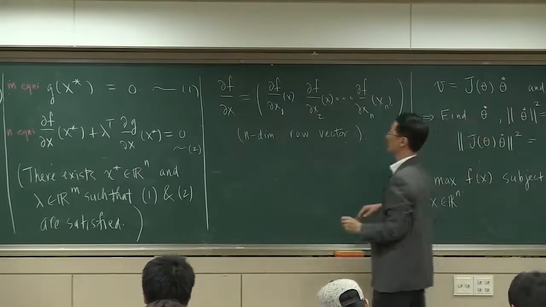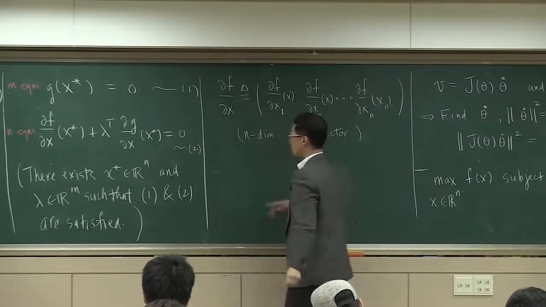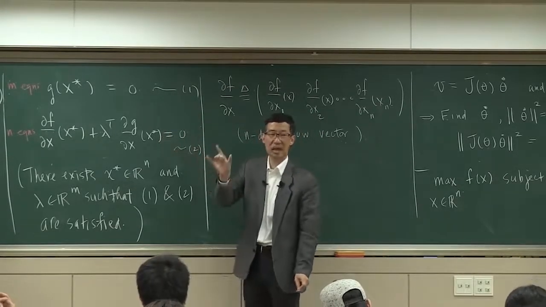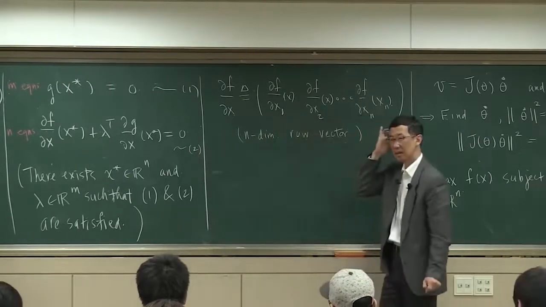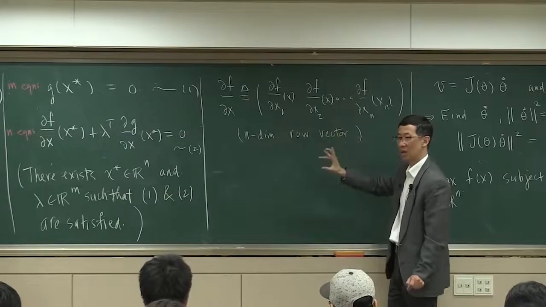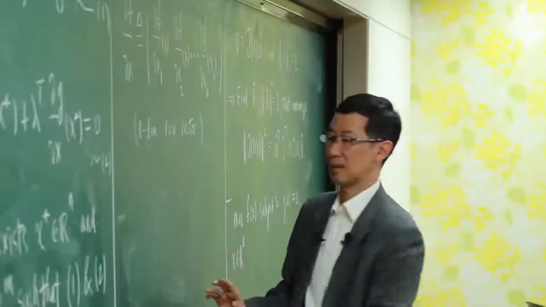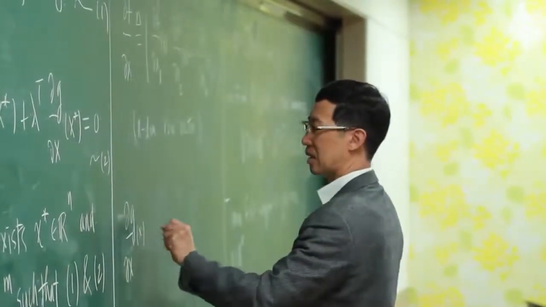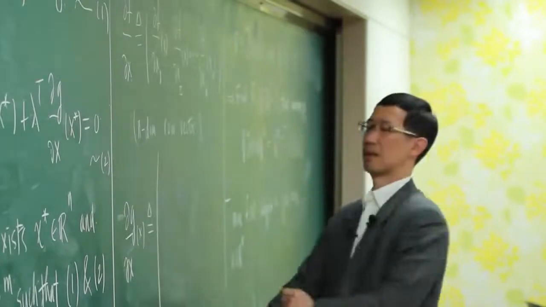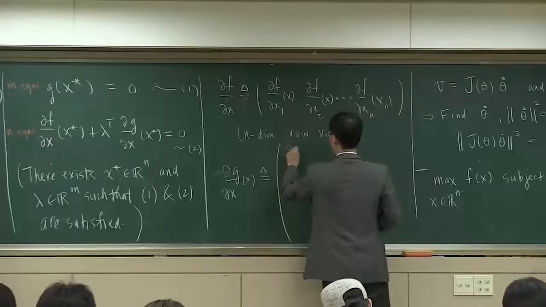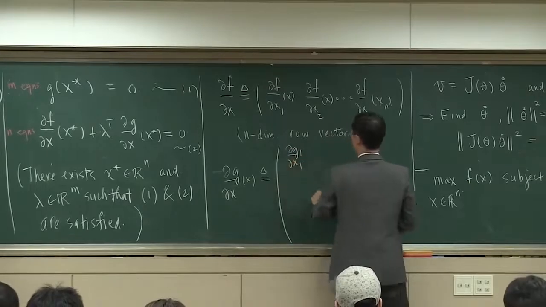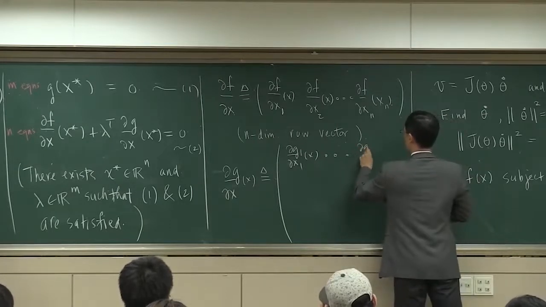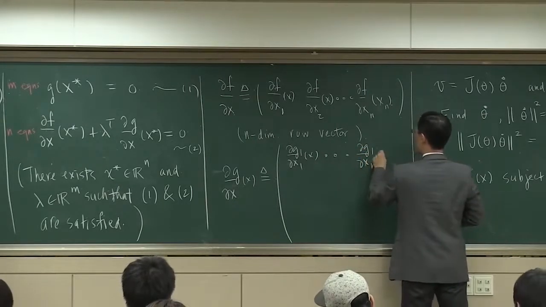Okay, so that's the definition of df dx. And dg dx: g is something that takes an n-dimensional vector and produces an m-dimensional vector, so there are going to be components g1, g2, up to gm. So dg dx, a function of x, is a matrix. In the top left corner we have dg1 dx1. In the top right corner we have dg1 dxn.